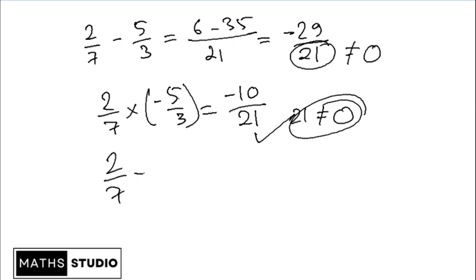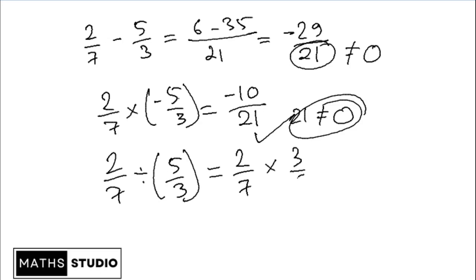Now 2 by 7 divided by 5 by 3. The interesting thing to look at here is that 2 by 7 divided by 5 by 3 is the same as 2 by 7 into 3 by 5. That gives 6 by 35, which is not equal to 0. So whether you add, subtract, multiply or divide, we think it is closed. Now let me bring another example before we conclude anything.